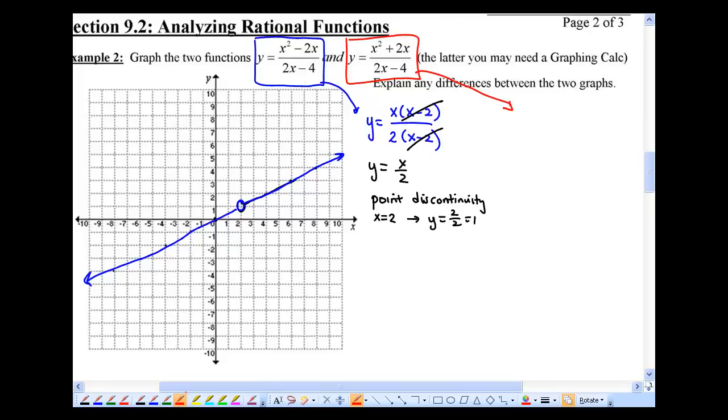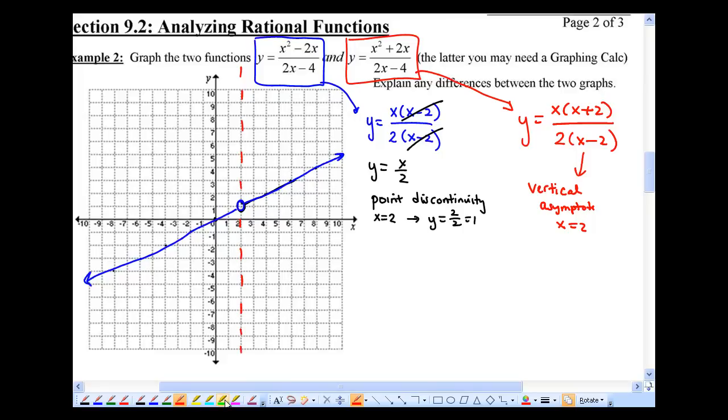I will also factor again. This time the numerator becomes x plus 2. Denominator is still the same. But is there a common factor? So in this case, we have a vertical asymptote. And our vertical asymptote is actually x equals 2. So now I'm going to draw a dotted line at x equals 2.